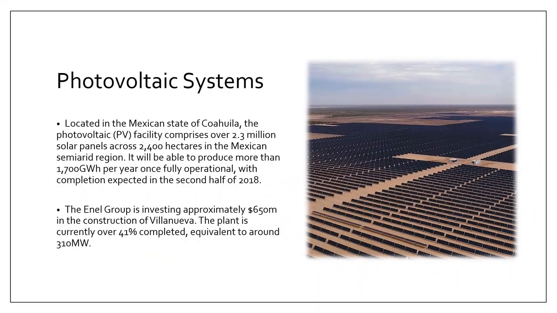Continue with the PV system in Mexico. That's the state of Coahuila. In this facility, there are 2.3 million solar panels, 2,400 hectares of ground used, and 1,700 gigawatts of power. They finished it in 2018. Of course, the text was written right before this, so that was the expected date. Enel Group invested approximately $650 million in construction of this solar plant, and the plant was 41% completed at the time of the textbook. I think it's already finished now.